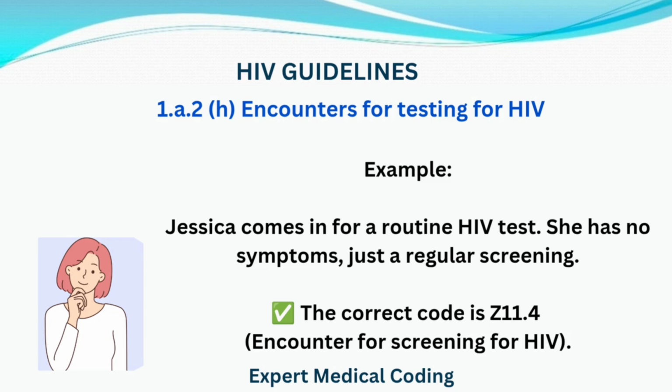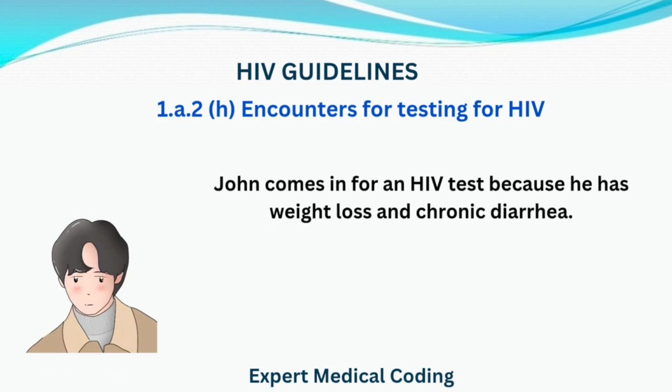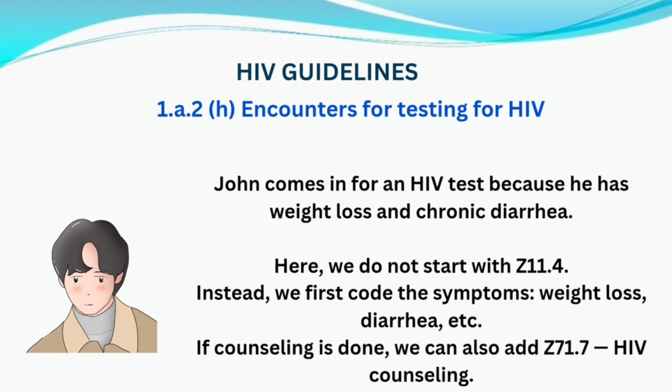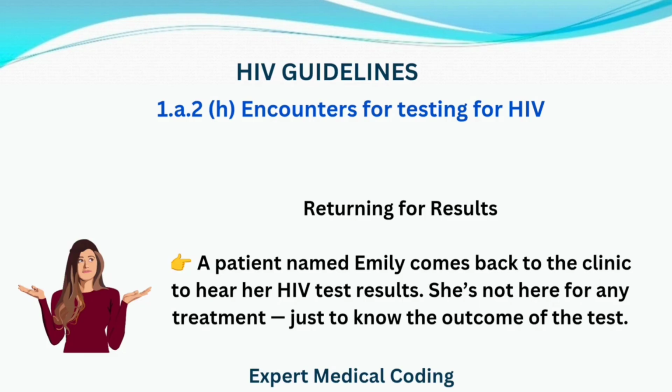Now let us see another case. John comes in for an HIV test because he has weight loss and chronic diarrhea. Here, we do not have to start with Z11.4. Instead, we first code the symptoms, weight loss, diarrhea, etc. If counseling is done, we can also add Z71.7 HIV counseling. Now let us see returning for results.